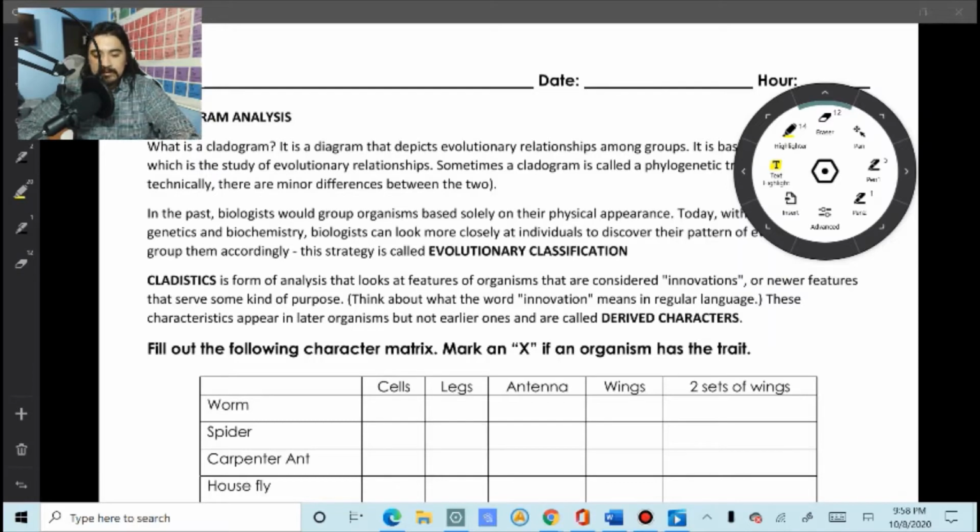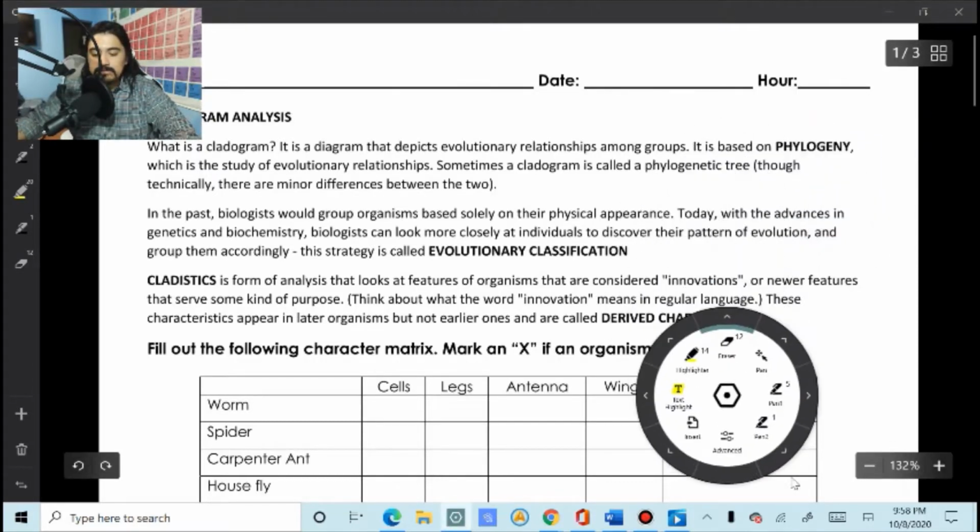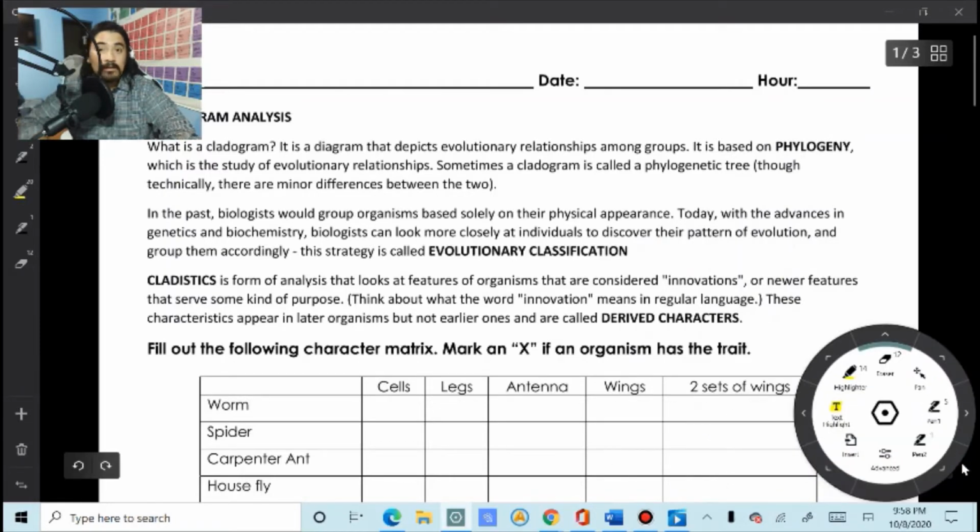What is a cladogram? It is a diagram that depicts evolutionary relationships among groups that is based on phylogeny, which is a study of evolutionary relationships. Sometimes a cladogram is called a phylogenetic tree, though technically there are minor differences between the two.